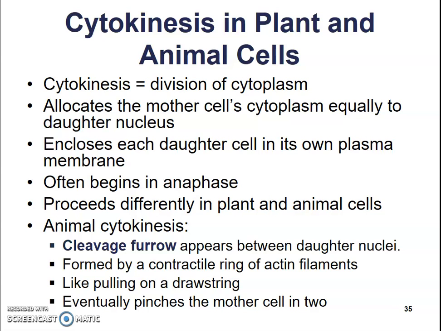Okay, something called the cleavage furrow appears between the daughter nuclei, and it's formed by a contractile ring of actin filaments. And it's pulled together and pulled together and pulled together until eventually it pinches the mother cell into two new daughter cells.